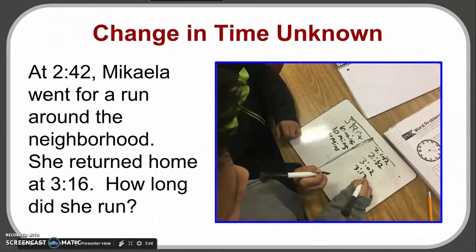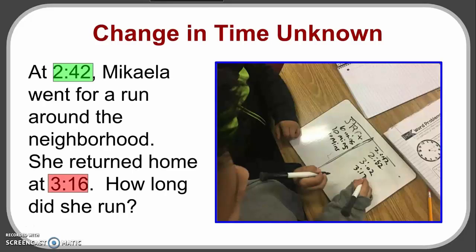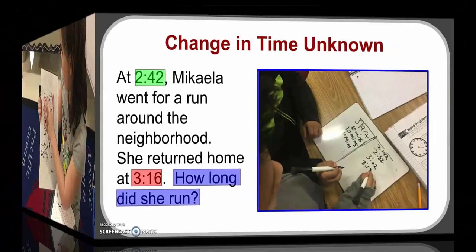Here is another example of students finding the change in time. Michaela went for a run at 2:42. She returned home at 3:16. How long did she run?